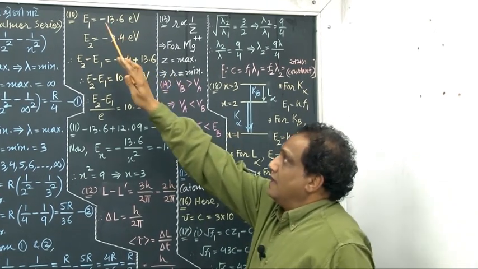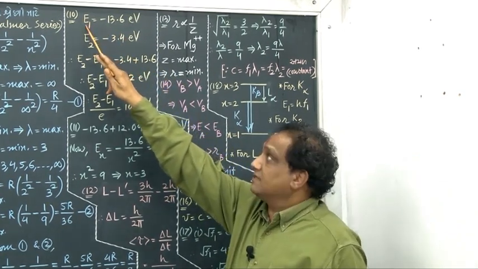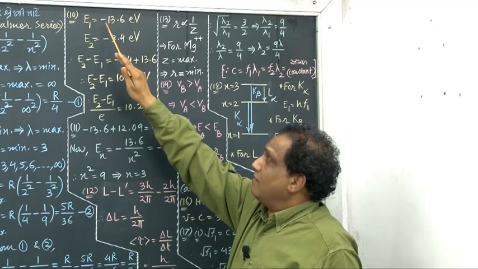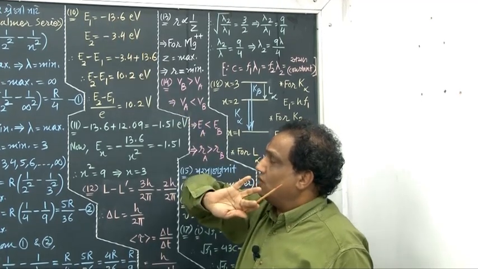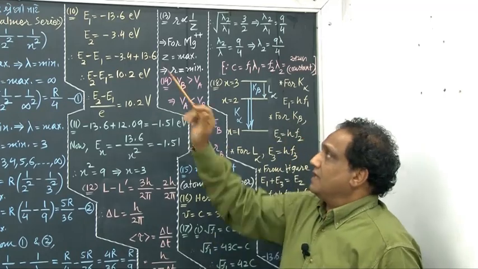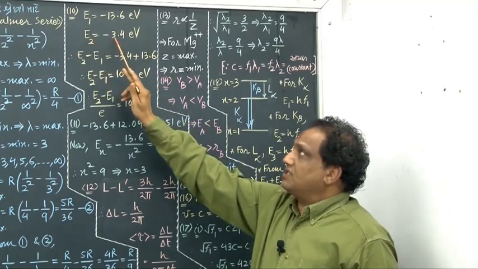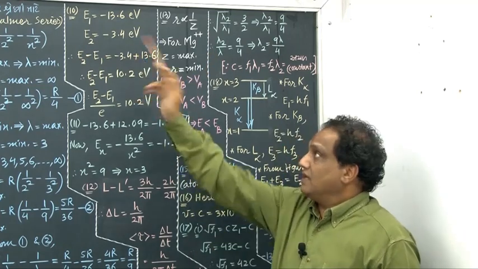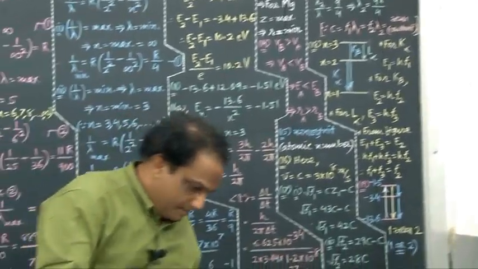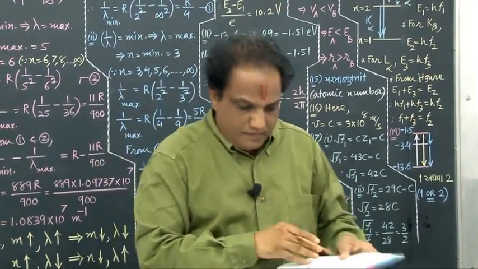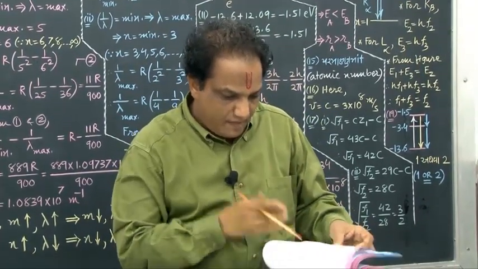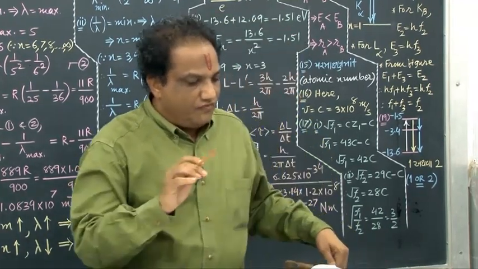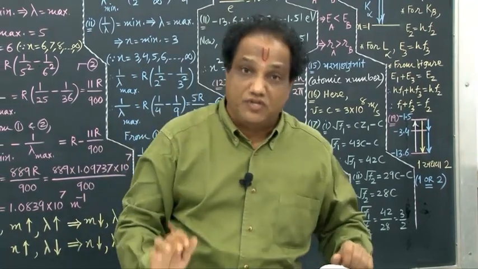Look, the energy of an electron in the ground state of a hydrogen atom. For the ground state, what is the energy? Minus 13.6 electron volt. Correct? Now its energy becomes minus 3.4 electron volt because it goes into which state? In number 10, you see the statement, they are talking about the first minimum excitation potential.